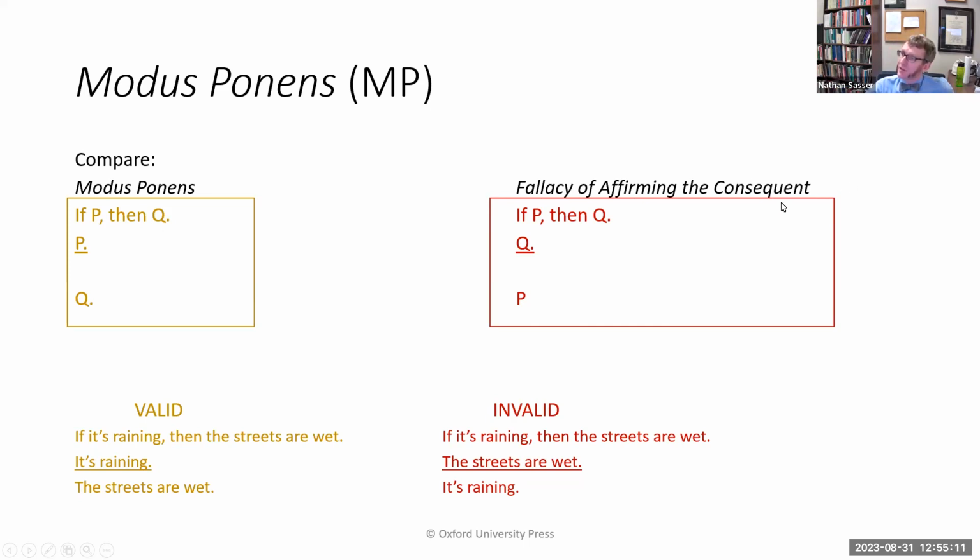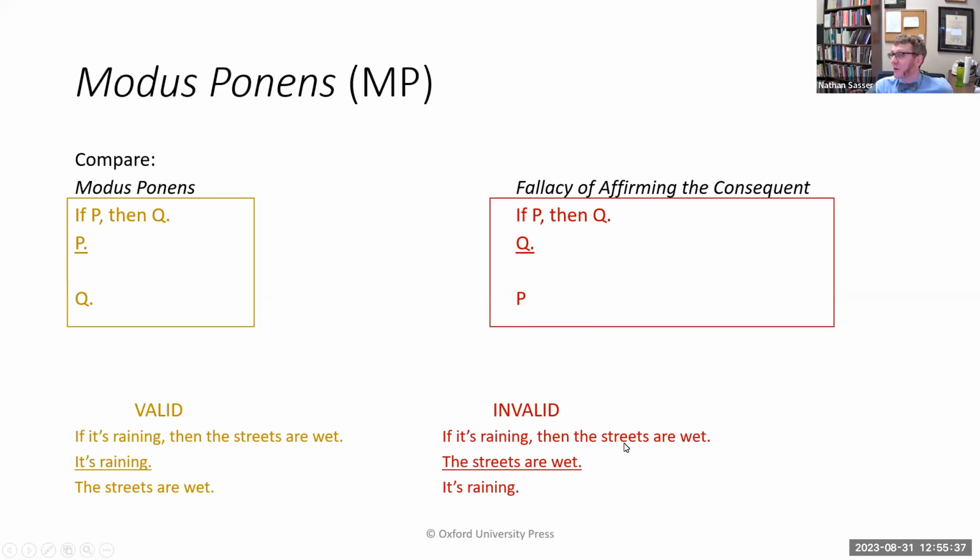So in the fallacy of affirming the consequent, you have a conditional statement, conditional premise, if P, then Q. And then the other premise affirms the consequent of the conditional, Q. And then here's the real mistake. It concludes that therefore the antecedent must be true, P. That's not the way modus ponens runs, but it looks close to it.